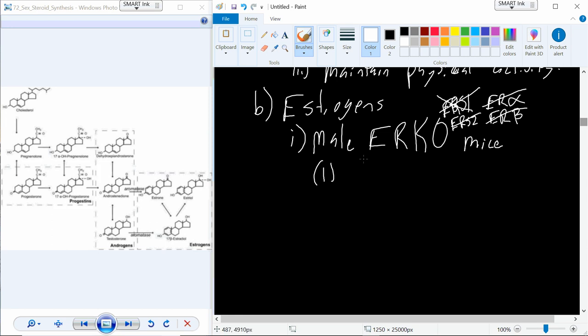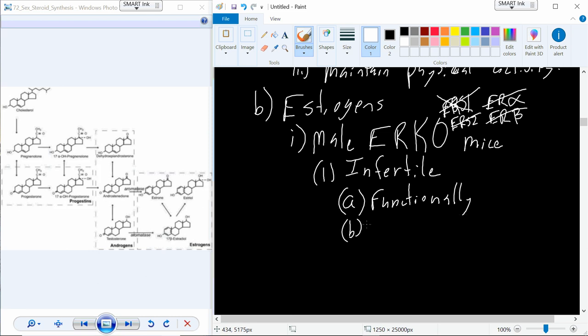What we end up observing in these animals is infertility. So they're infertile. But the reason that they're infertile is not because of a morphological infertility. They haven't lost anything. There's no anatomical change. It's actually a functional change. So there's a functional infertility, and it's related to the function of the epididymis.